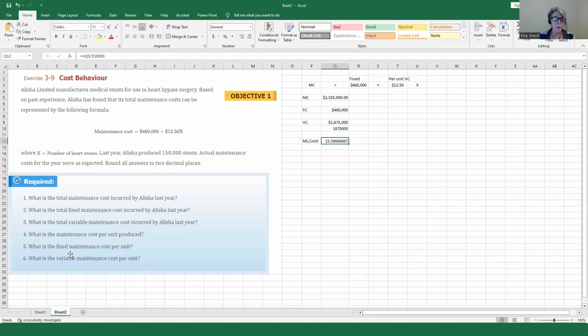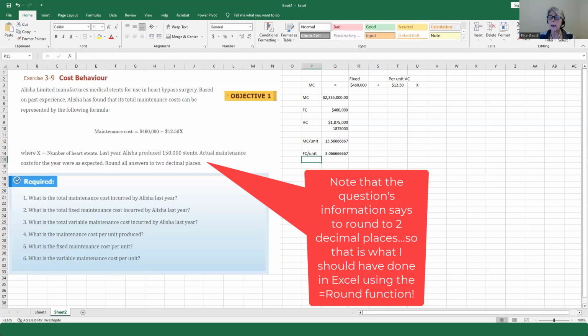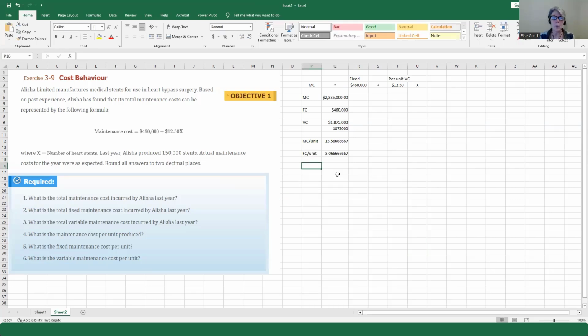Now, what is the fixed maintenance cost per unit? Fixed cost per unit. We're going to take the 460,000 and divide it by the 150,000, and it is 3.07. And then what is the variable cost per unit? Well, we don't have to calculate that. The variable cost per unit, of course, is the 12.50.